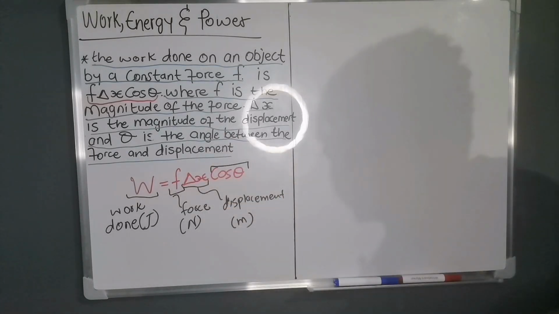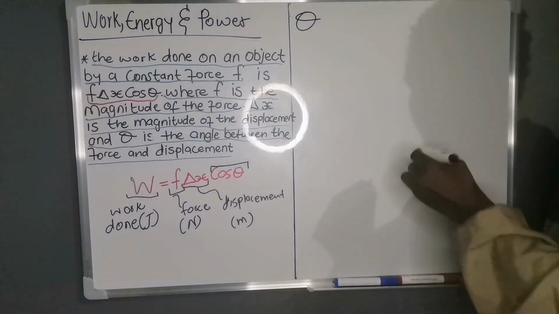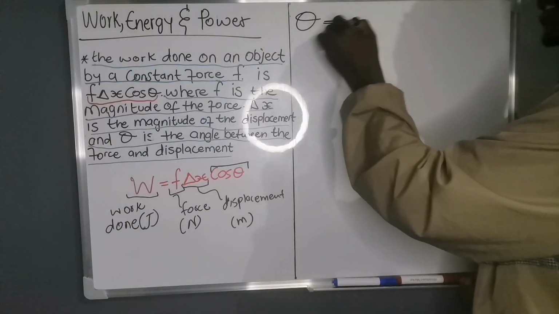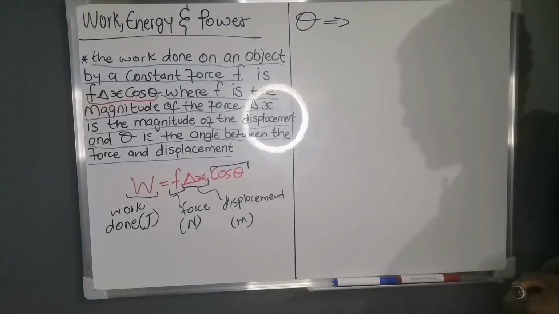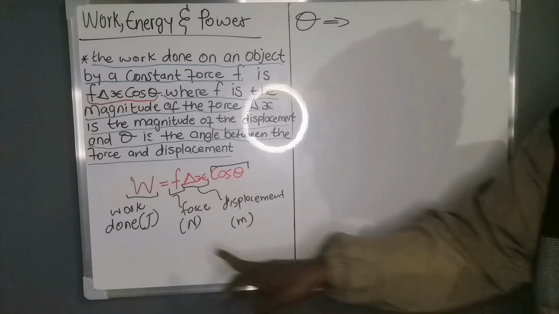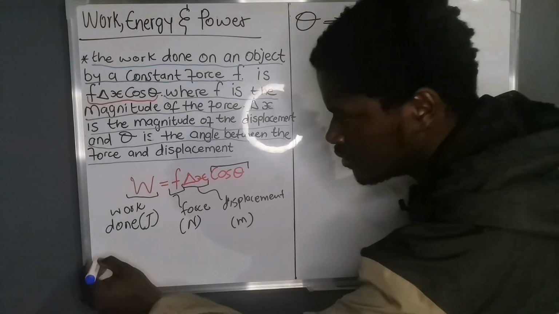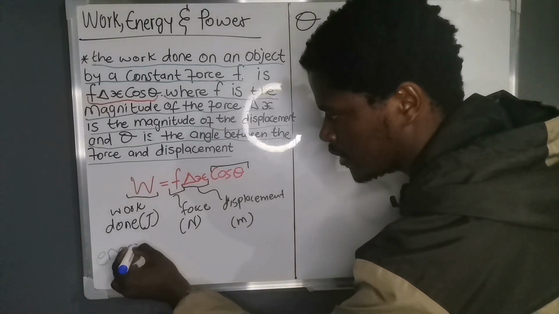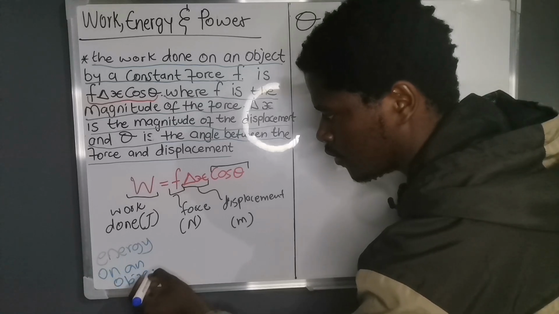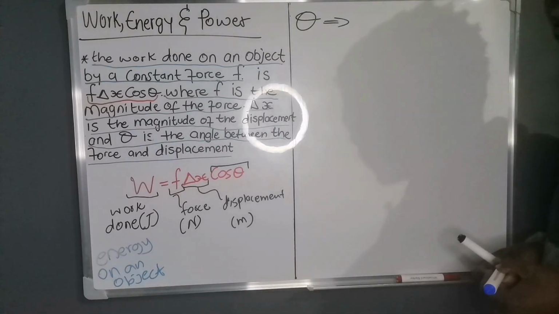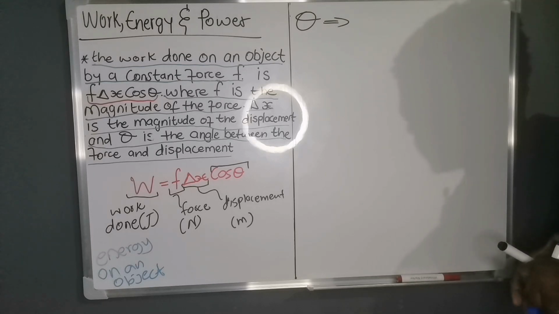Let me explain the concept of cos theta, or theta on its own. Theta is the angle. This theta is so broad; it consists of two kinds of work. Remember, work is measured in joules. Work is energy on an object, and energy either increases or decreases. Energy is either positive or negative. It has no direction. It's a scalar quantity.